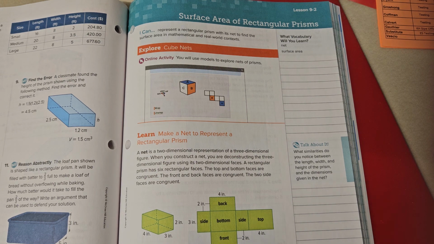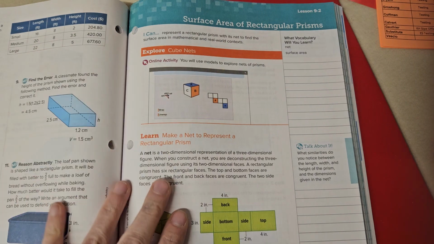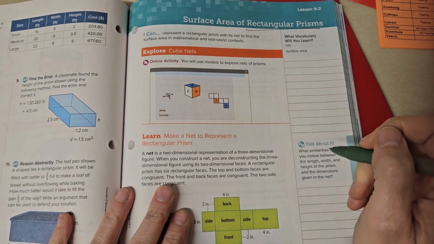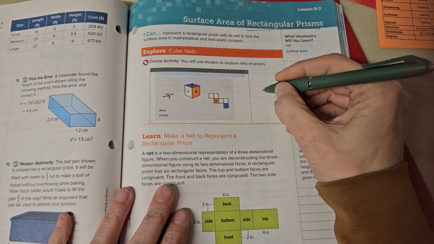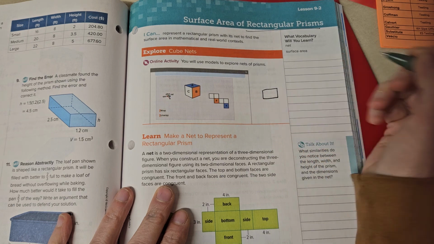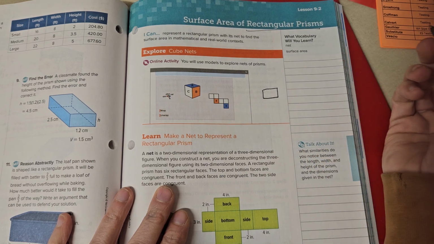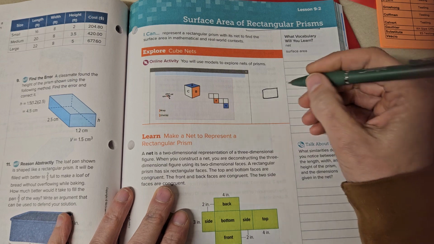Good morning. Lesson 9-2, surface area of a rectangular prism. So what's a rectangular prism? Well, you know what a rectangle is. A rectangular prism is a 3D rectangle, so it's basically a box.